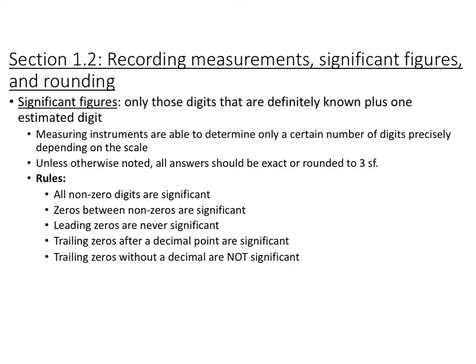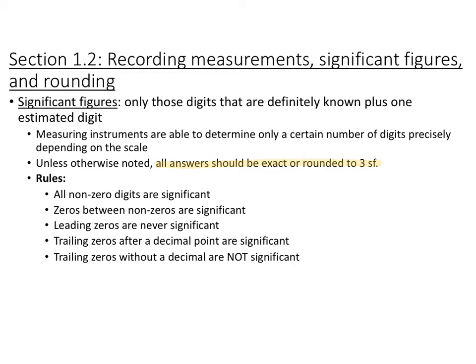Measuring instruments are only able to determine a certain number of digits depending on their scale. For example, if the ruler that you have measures to the nearest centimeter, that's going to be different than to the nearest millimeter. And then how many partial centimeters or partial millimeters do they show? So in this class, unless it's otherwise noted, you always need to round your answers to 3 significant figures. Again, unless they tell you otherwise in the problem or in context.